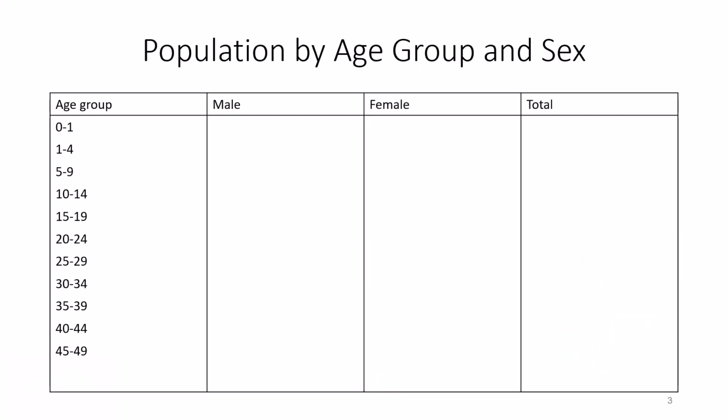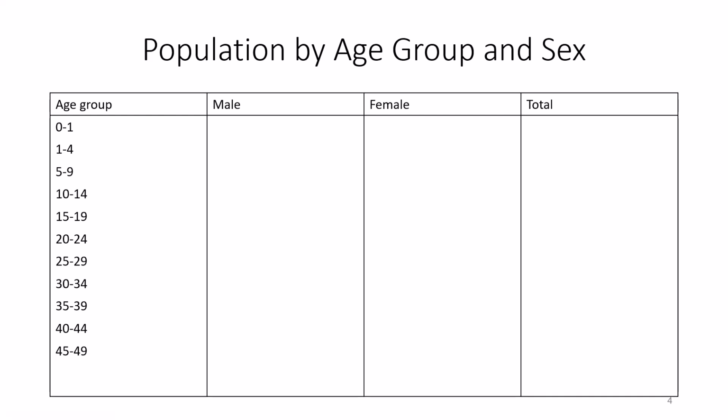The first table you need is a table with the population by age group and sex. We will use these as denominators. In the first column, we have the age groups. In the second column, we have the counts of males for each age group, then the counts of females in the third column, and the total population in each age group in the fourth column.